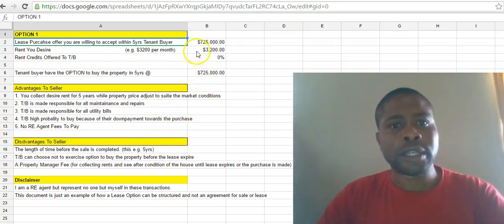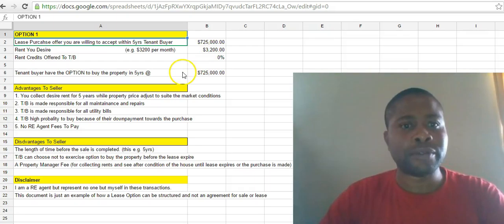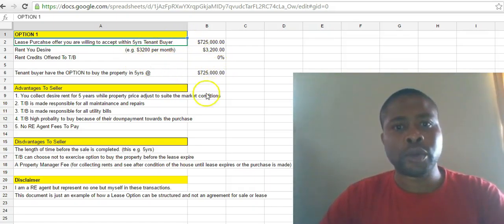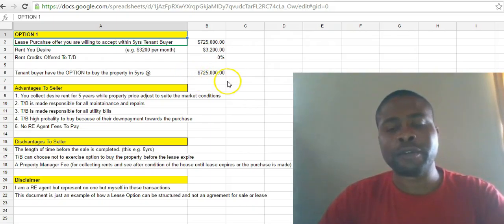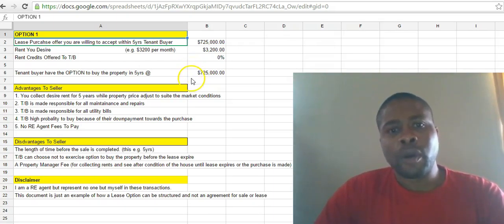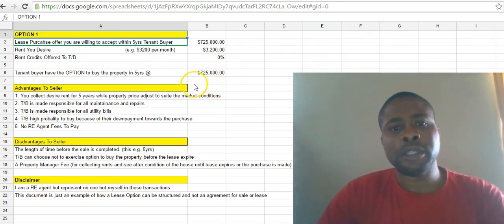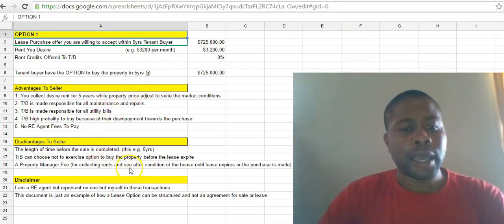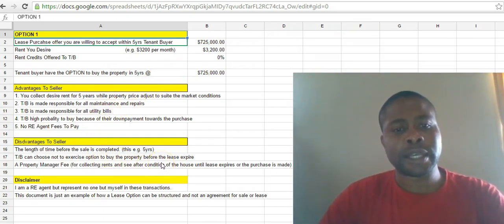So in this scenario, the property is $725,000, and I'm going to say $3,200 a month, and not for any rent credits in this scenario. So the agreed price for this property in 5 years would be $725,000. So as you say, would that make sense? But what would happen here is the person would come into the property with a down payment towards the purchase price, and they would stay in this property for 5 years, rent it for $3,200, and they would pay the seller the agreed price after a 5-year term.